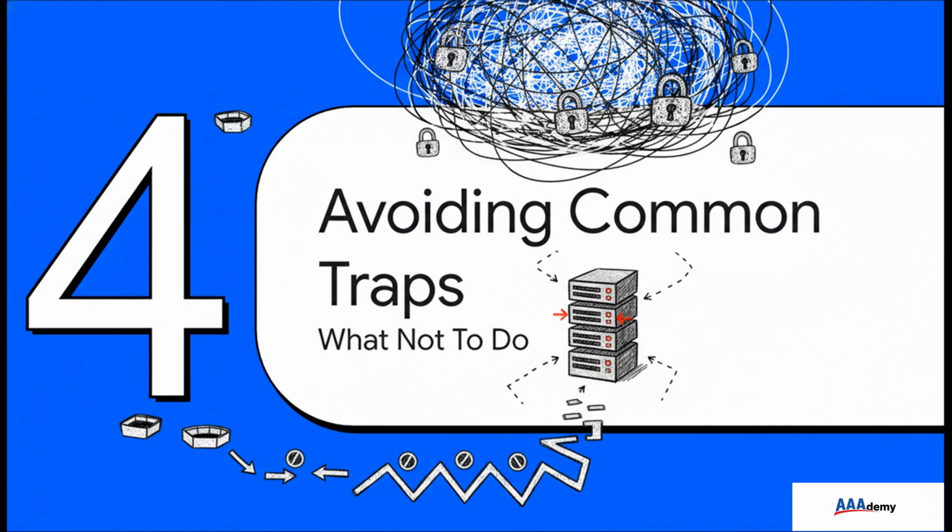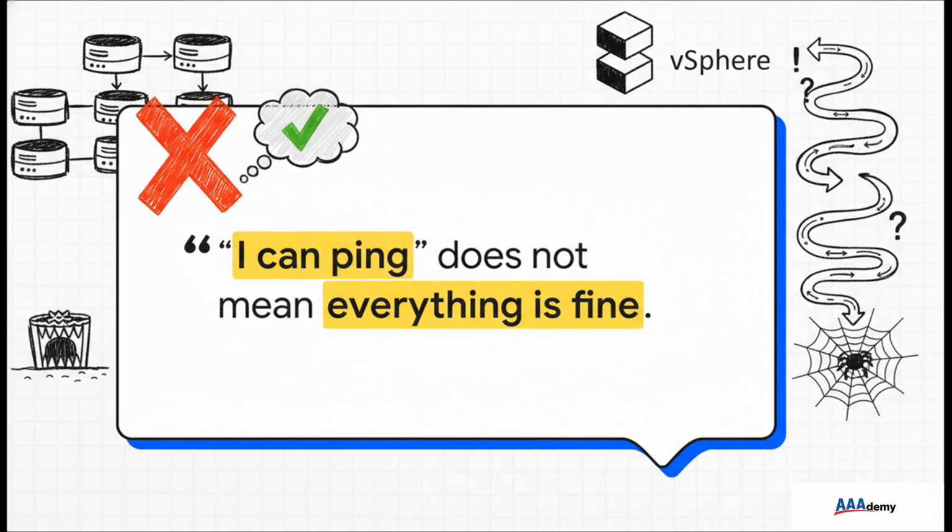Now, knowing what to do is important, but knowing what not to do is just as critical. There are these common traps that even the most seasoned pros fall into, and just being able to recognize them is half the battle. Ooh, I love this one, because we've all said it. We get a ping response, and we think, okay, networking's good. But honestly, this is one of the most dangerous assumptions you can make in troubleshooting. It's such a classic trap.